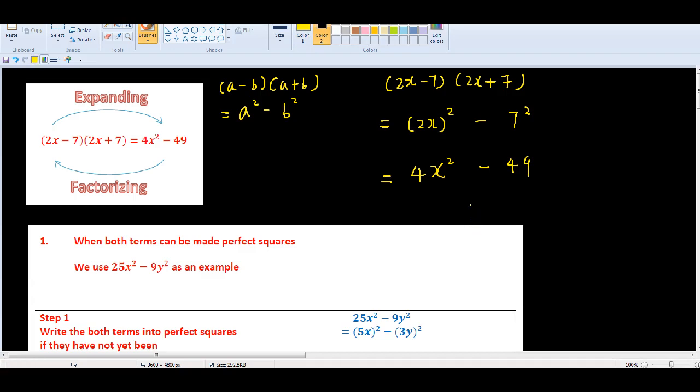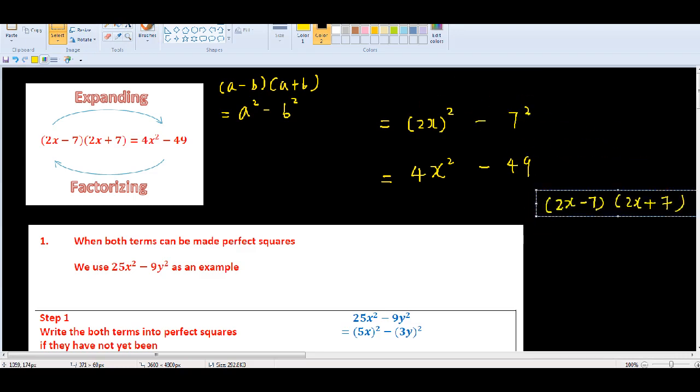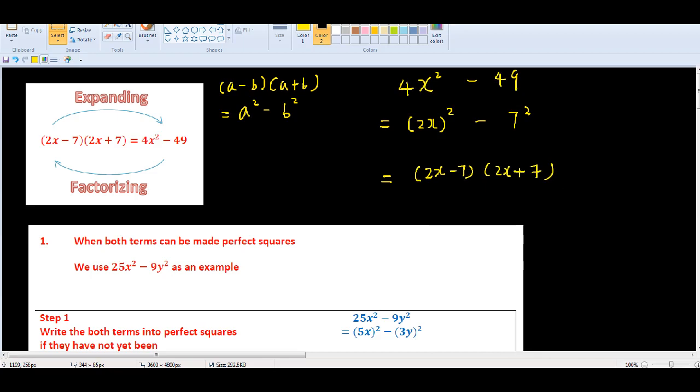Okay, so what do we mean by factorization? For factorization, we just need to reverse the process. The question will give you 4x squared minus 49, and all you need to do is write things backward into two brackets, 2x minus 7 times 2x plus 7. So that's what we are going to do. You reverse what you have done before.